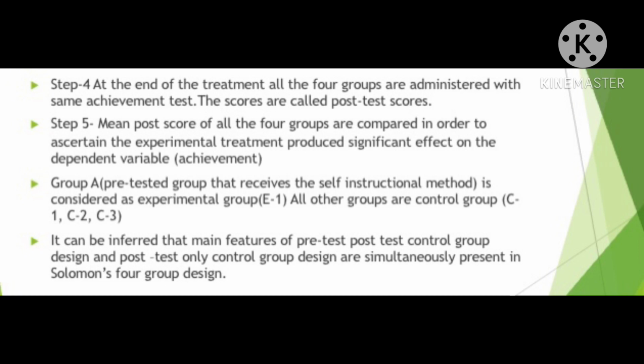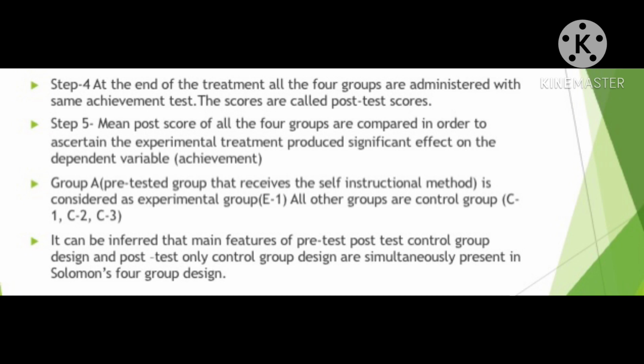Here, after the treatment, post-treatment, isn't it? So it is called the post-test. And then all the four groups are administered the same achievement test and we calculate the scores. In step 5, the mean post-test scores of all the four groups are compared in order to ascertain whether the experimental treatment produced a significant effect on the dependent variable, that is achievement. Then group A, the pretested group that receives the self-instructional method, is known as the experimental group. All the other groups are called control groups C1, C2 and C3.